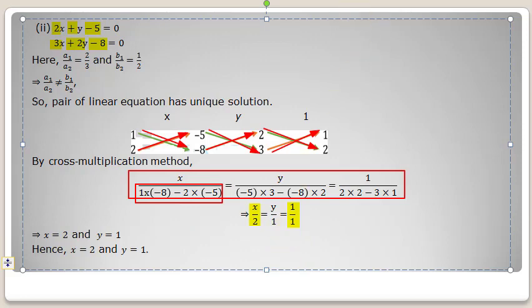And if you take y upon 1 equal to this 1 upon 1, then you will get y equal to 1. All three things are equal. First we take x upon 2 equal to 1 upon 1, then we take y upon 1 equal to 1 upon 1, and we can get the values of x and y. So it's very simple. Then we come to the next part of this question.